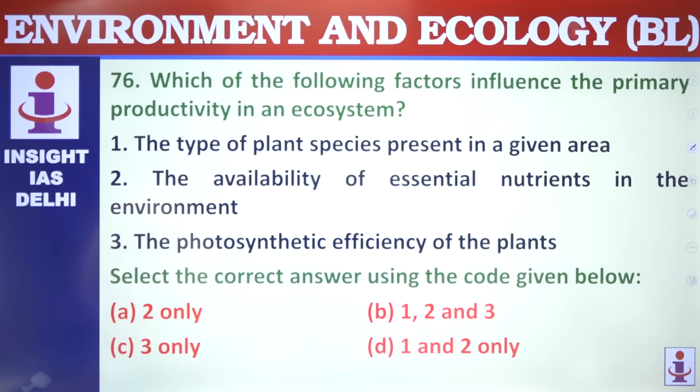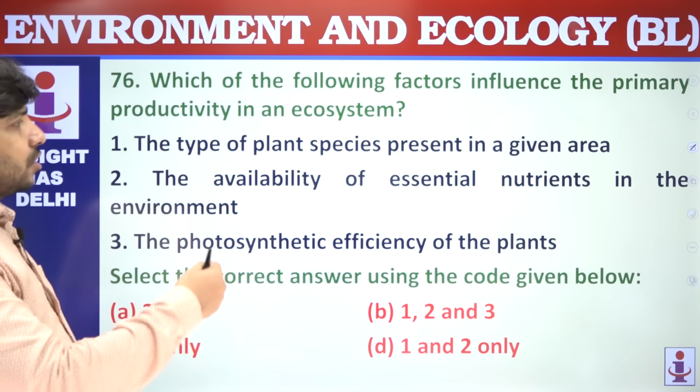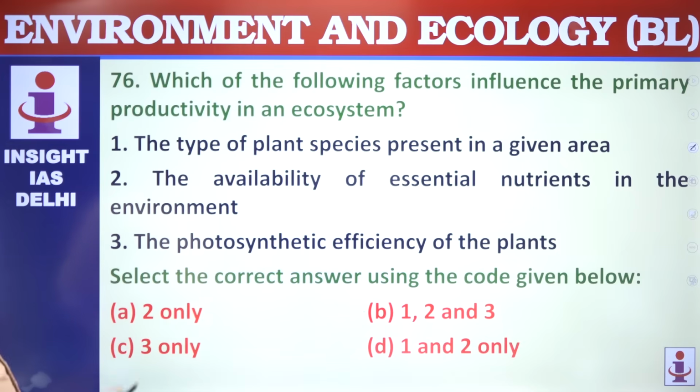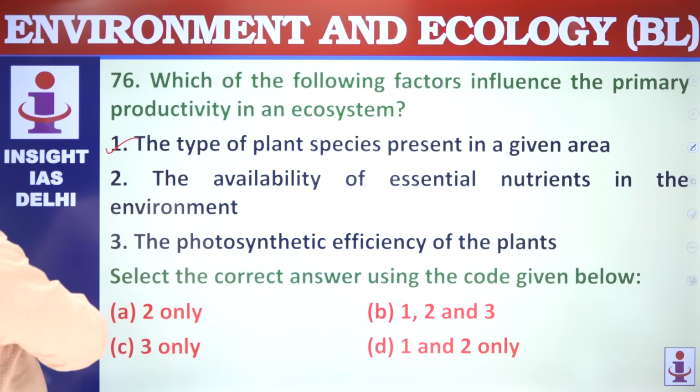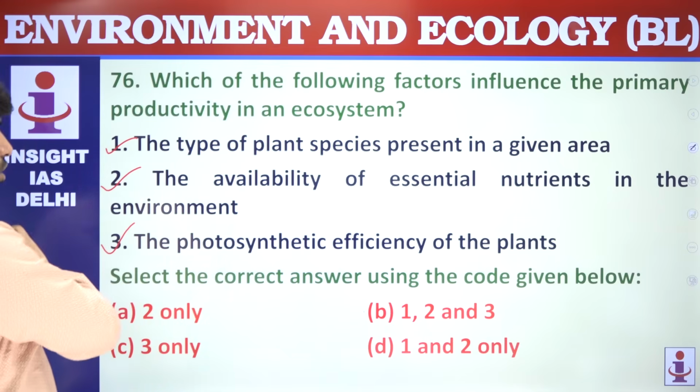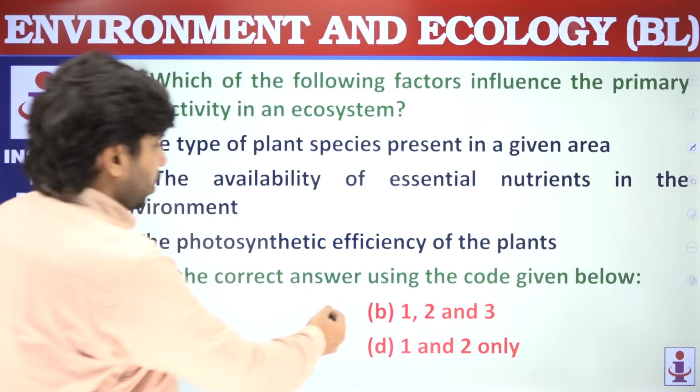Primary productivity. Which of the following factors influence primary productivity? The type of plant species present in a given area. This affects primary productivity. Yes. The availability of essential nutrients. This also affects primary productivity. Photosynthetic efficiency of the plants. This also affects primary productivity. All three are correct.